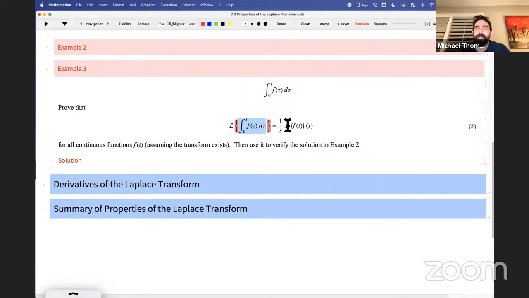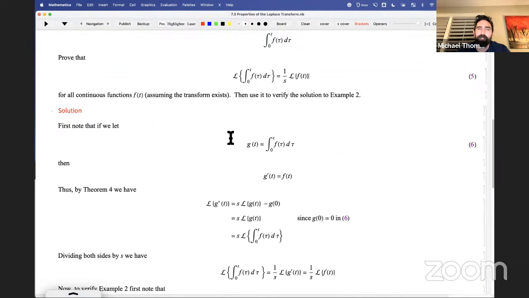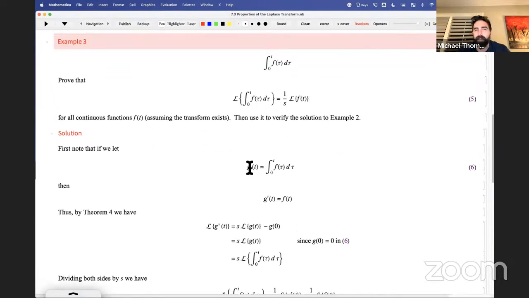All right, so we're going to prove this statement. I'll get rid of the S. We don't need that stuff. Okay, so here we go, and then we'll use it to verify example 2. So what I'll do is I'll let G of t be this function here. Like you said, if you differentiate it, you get f of t.